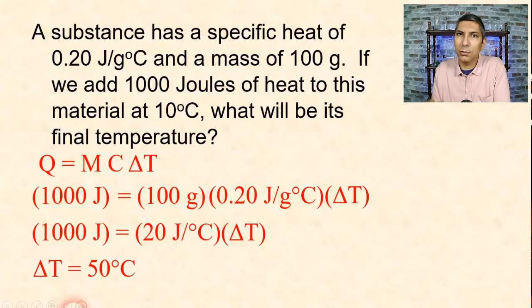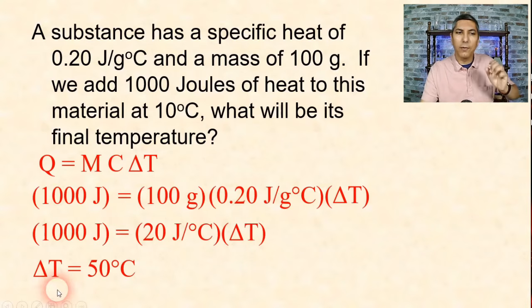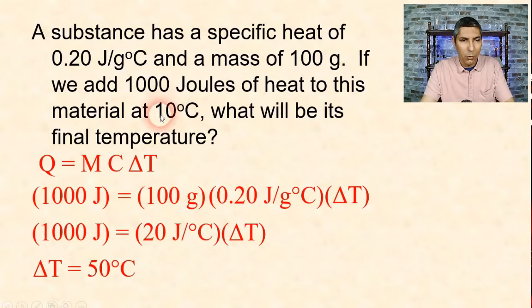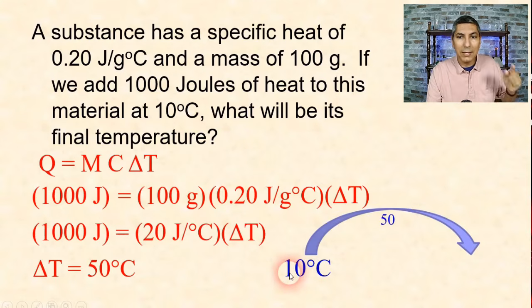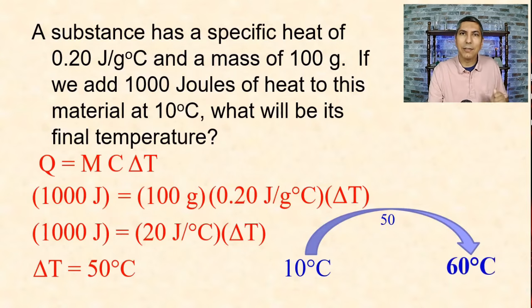Now, is that the answer to the question? It's not, is it? The question says, what will be its final temperature? We know what the change in temperature is. We have to find the final temperature. Well, how do we do that? Well, it says that the starting temperature was 10 degrees Celsius. So if the starting temperature was 10 degrees Celsius and the temperature rises by 50 degrees Celsius, what's the final temperature going to be? Well, 10 plus 50, isn't it? So the final temperature is going to be 60 degrees Celsius. And that's how you solve for the final temperature.